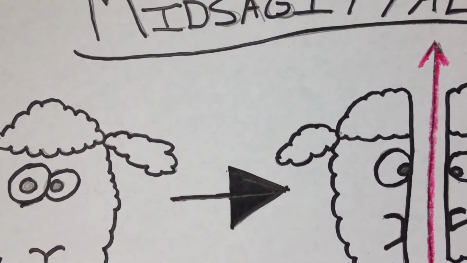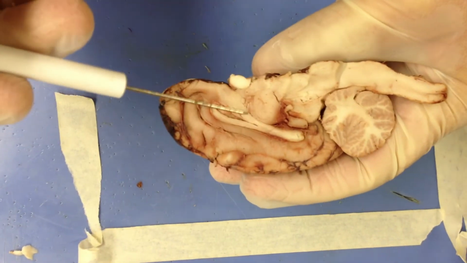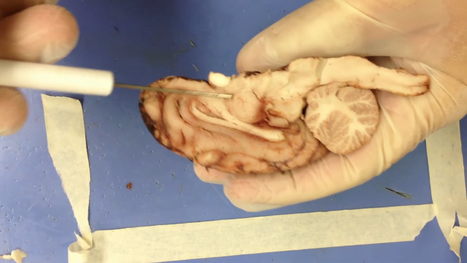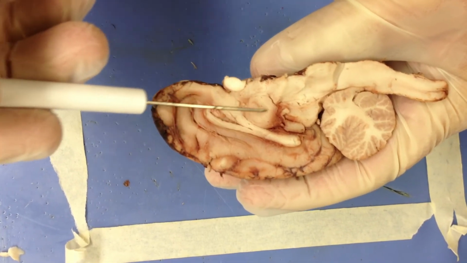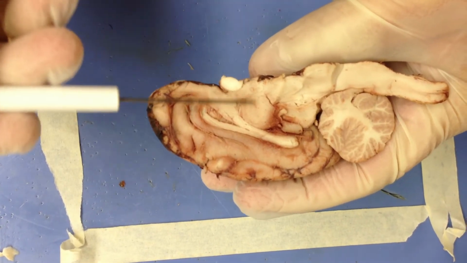Alright, next we're showing the mid-sagittal view of the brain. Here's the mid-sagittal view. This whole section right here is going to be the thalamus. In the middle of the thalamus is the massa intermedia. Below the thalamus is the hypothalamus, hypo meaning below the thalamus.